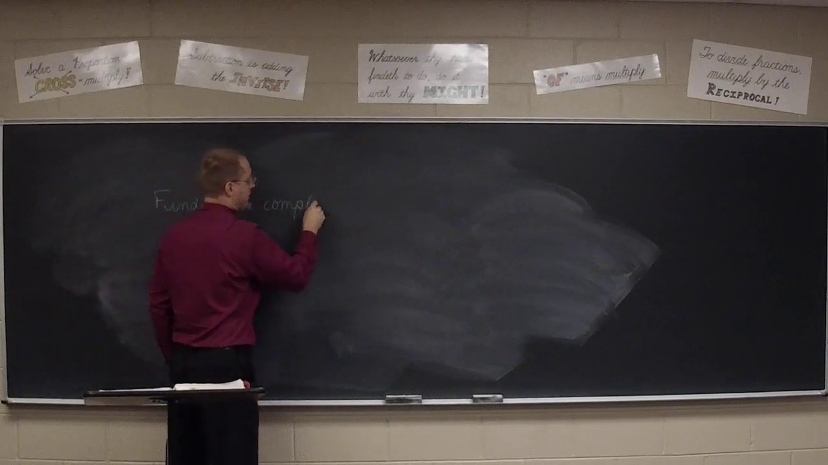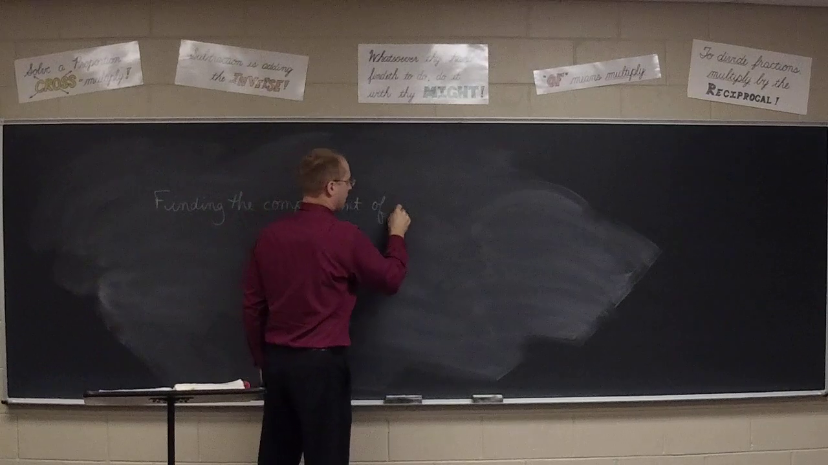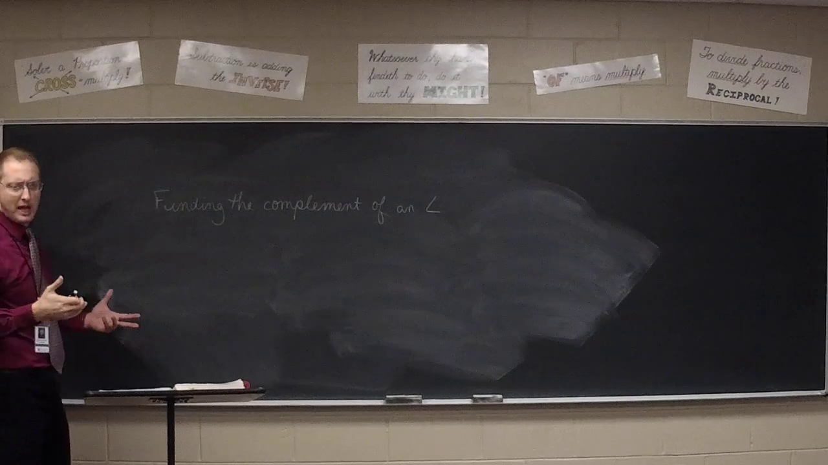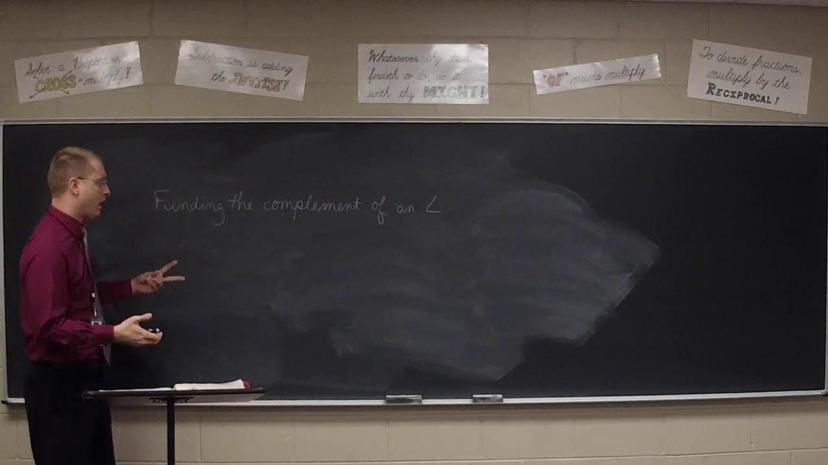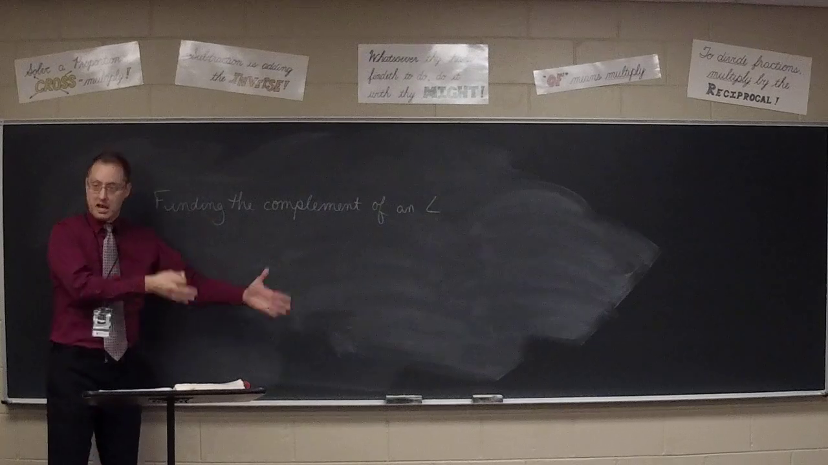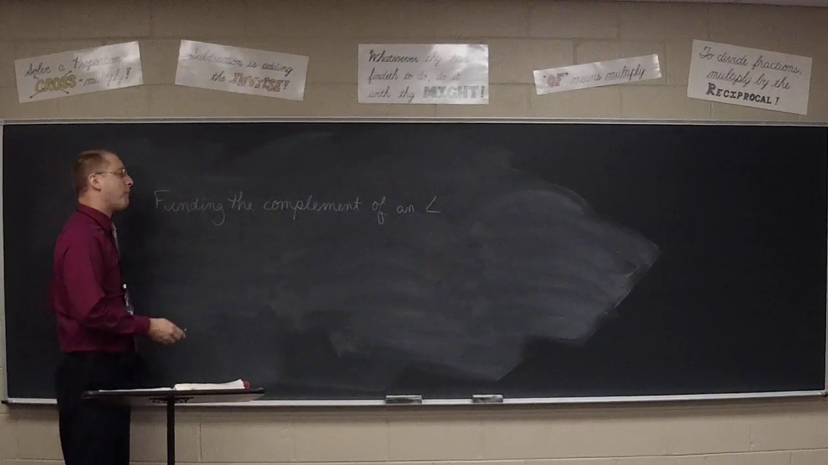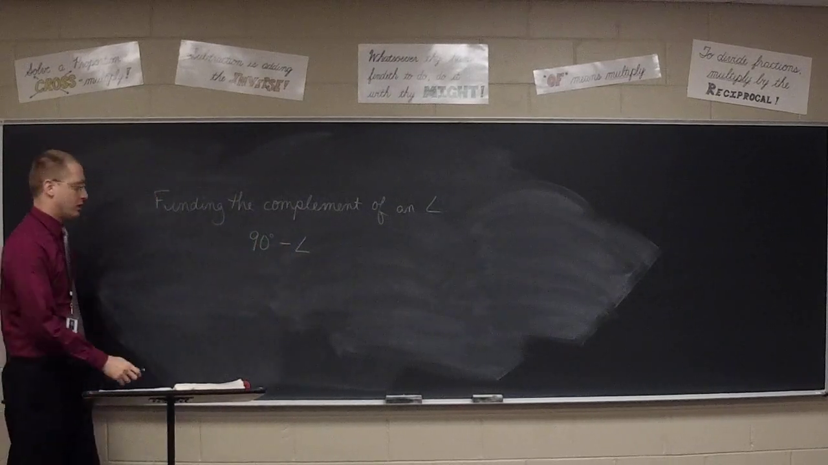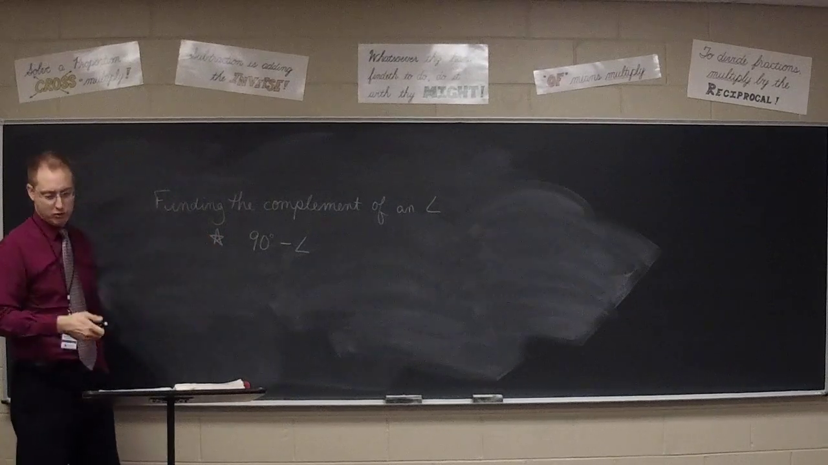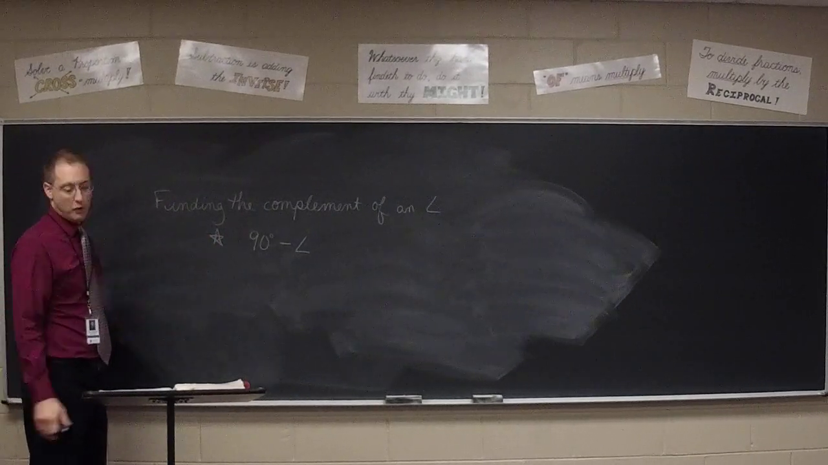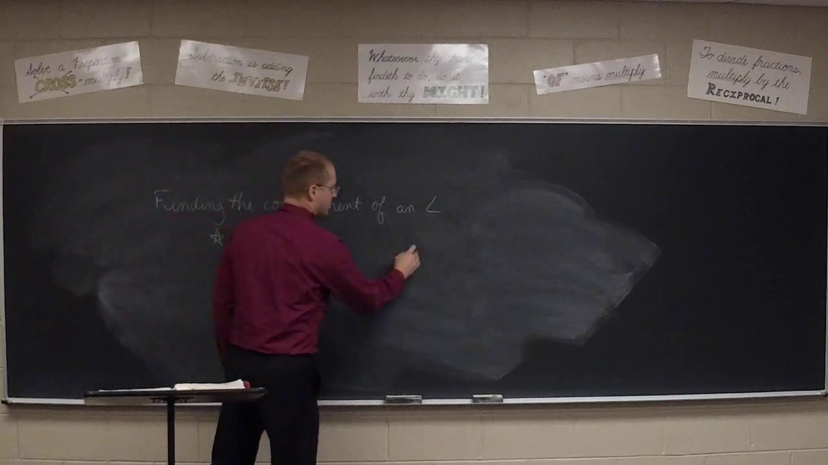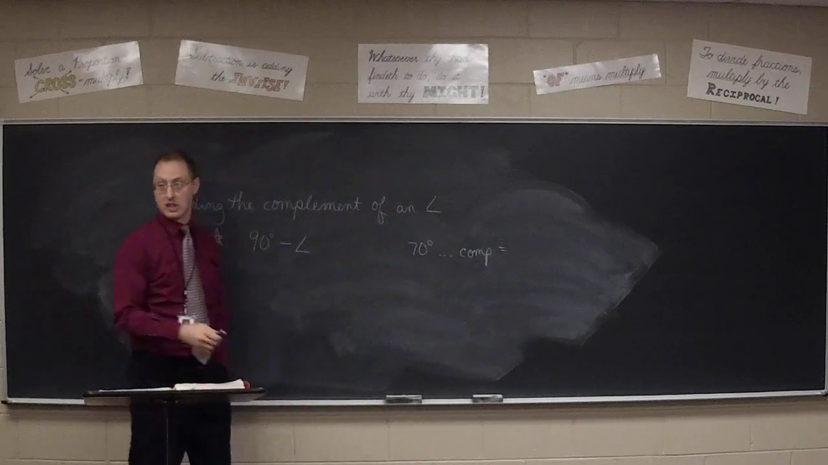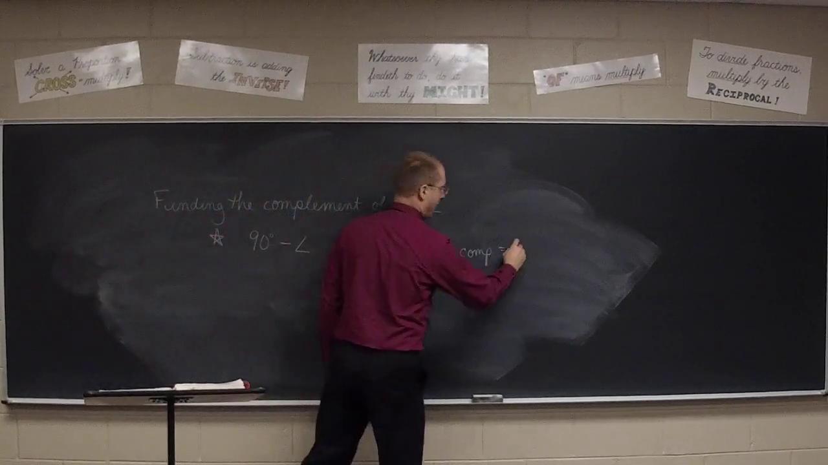Finding the complement of an angle. Really straightforward. If complementary angles are two angles that add up to a right angle, and we said that a right angle, because it's half a straight angle, which is half a paragon, is 90 degrees, then to find the complement of an angle, you'll simply take 90 degrees minus the angle. 90 degrees minus the angle, which is really, really easy. So for instance, if we had 70 degrees, what would the complement of 70 degrees equal, Audrey? 20 degrees, because you do 90 minus 70.